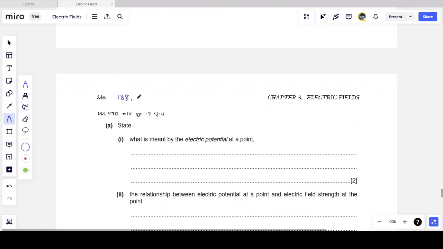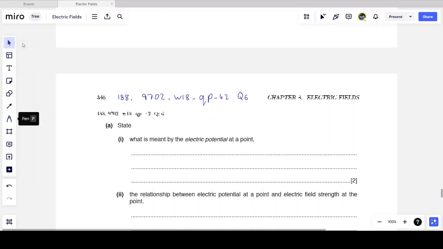The next question, and this is the last question for this video, is 188. And this comes from the winter exam of 2018. This is question paper 4, variant 2, and it's question number 6 from that exam.